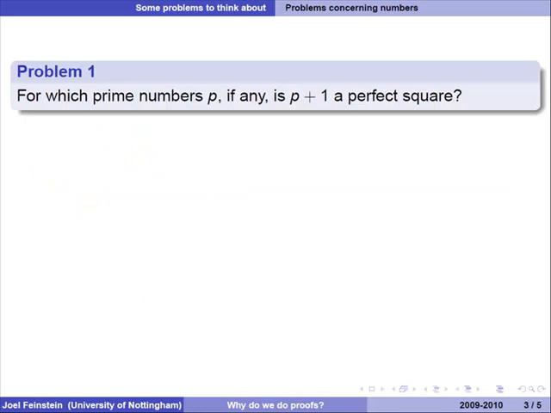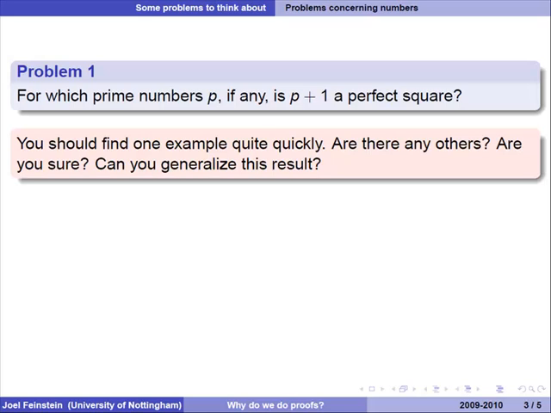So I'm going to give you a few problems to think about today, which will hopefully motivate why we do proofs. And this is going to be the first problem, and in a bit I'm going to give you a bit of time to think about it. So the question is, for which prime numbers p, if any, is p plus 1 a perfect square, which means it's a square of an integer, or the square of a non-negative integer if you like, because that doesn't change the answer. Because if you square a negative integer, you get the same answer as squaring the corresponding positive integer.